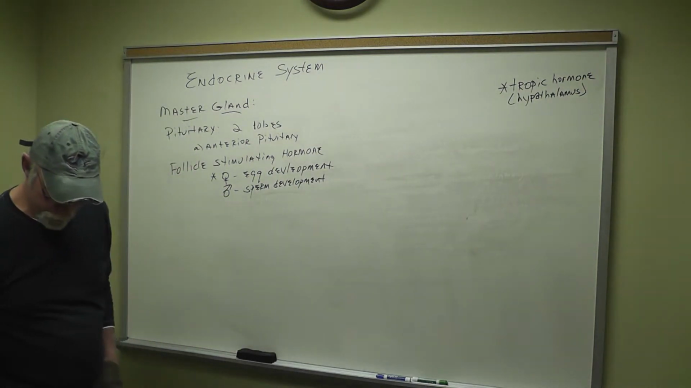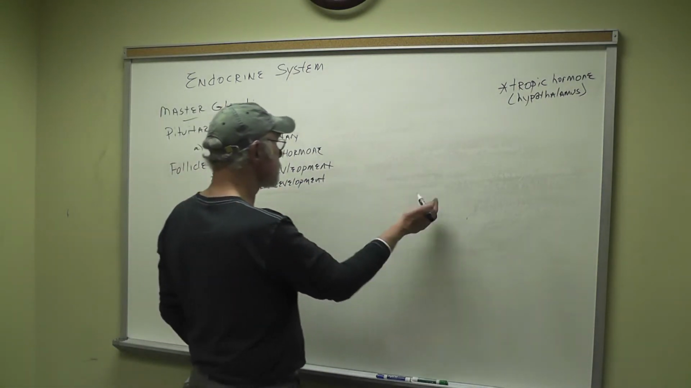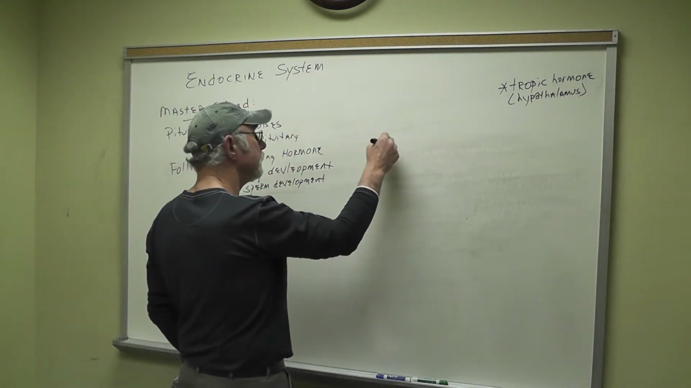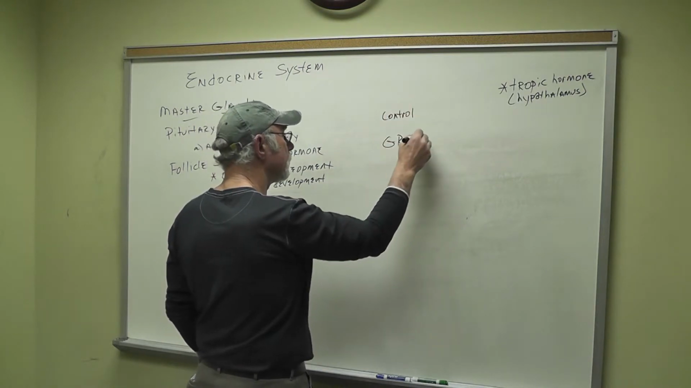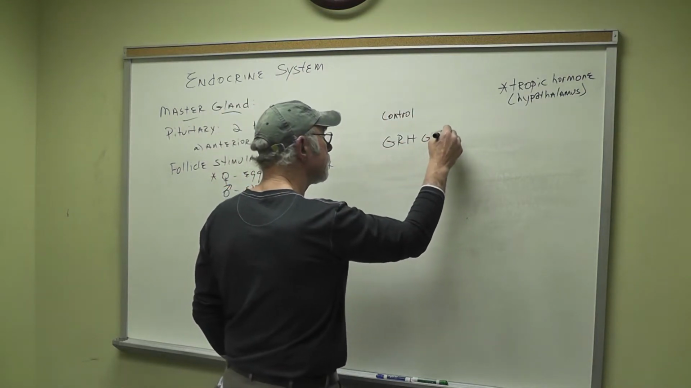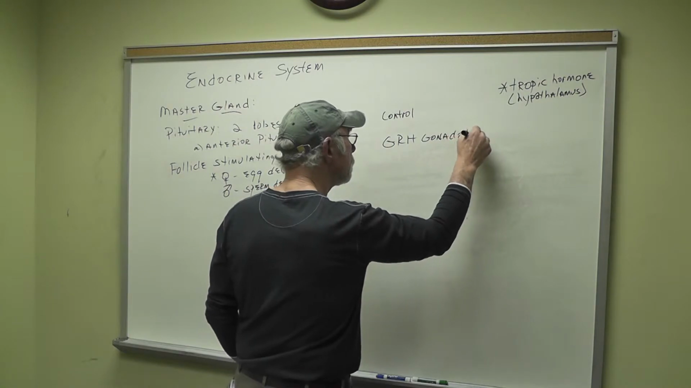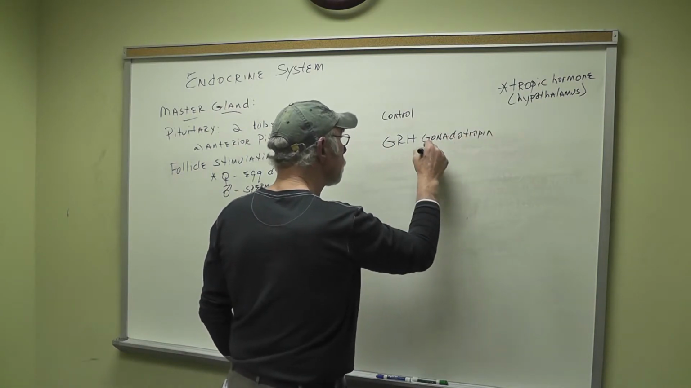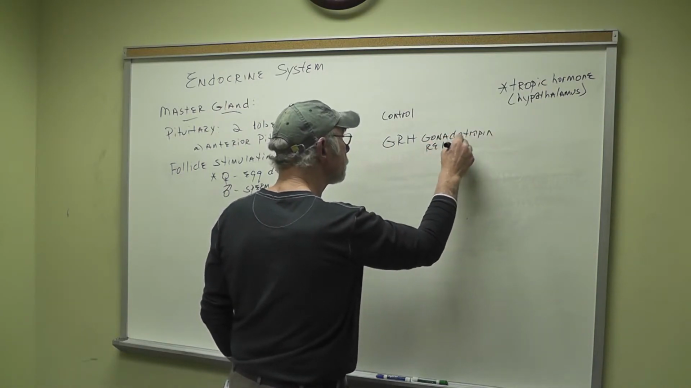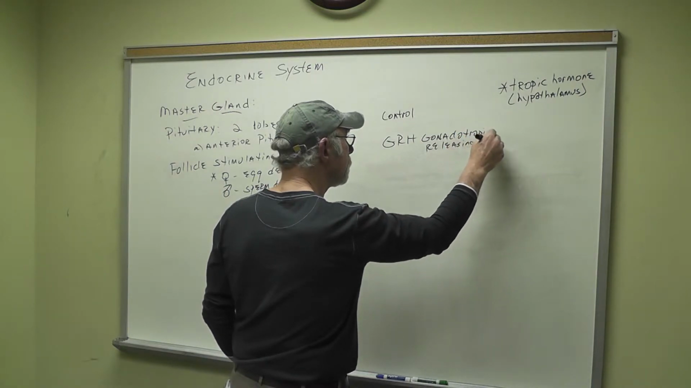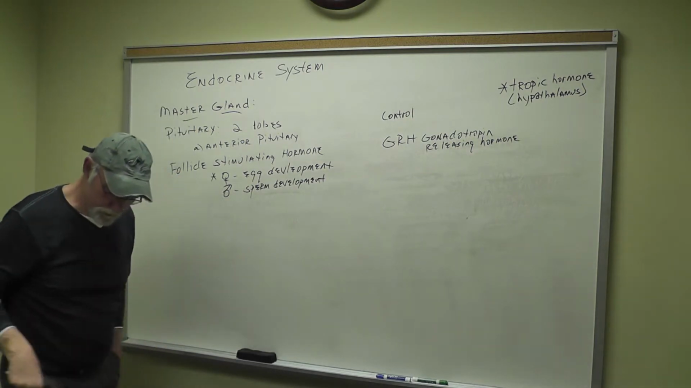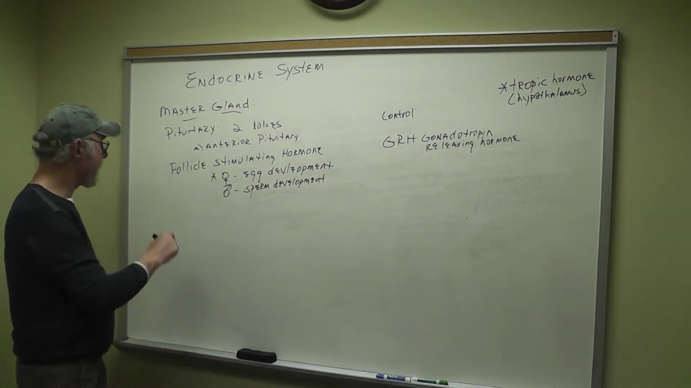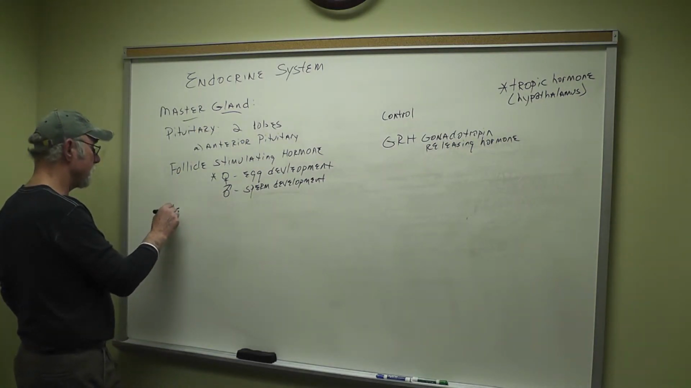Gonadotropin releasing hormone, GnRH. This is the source of control for this one, again from the hypothalamus. And we know what it does, following the FSH. LH, on the other hand, or luteinizing hormone.